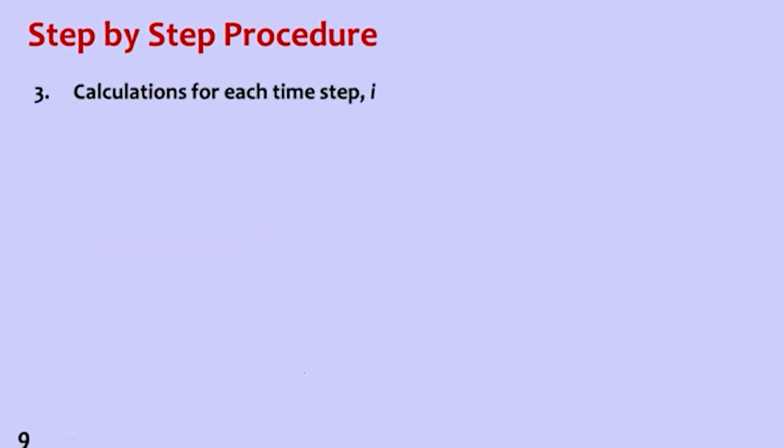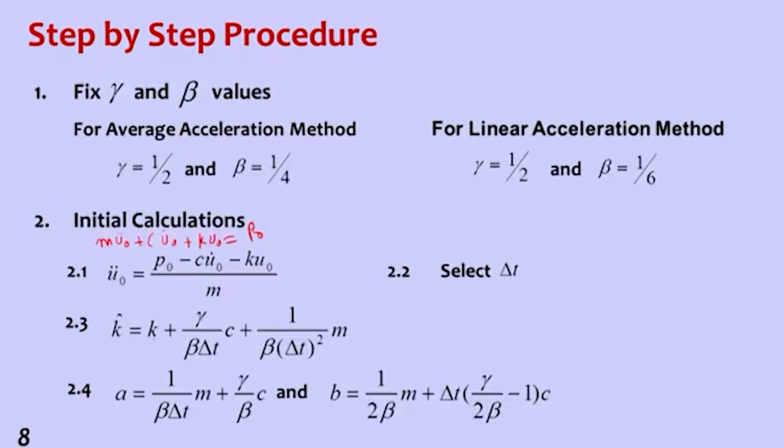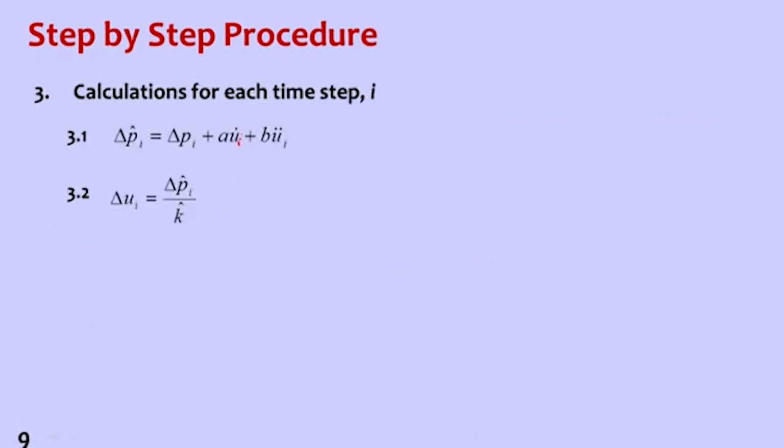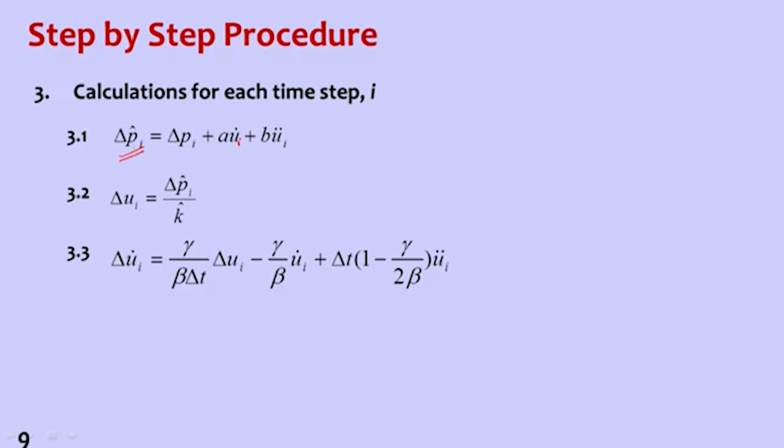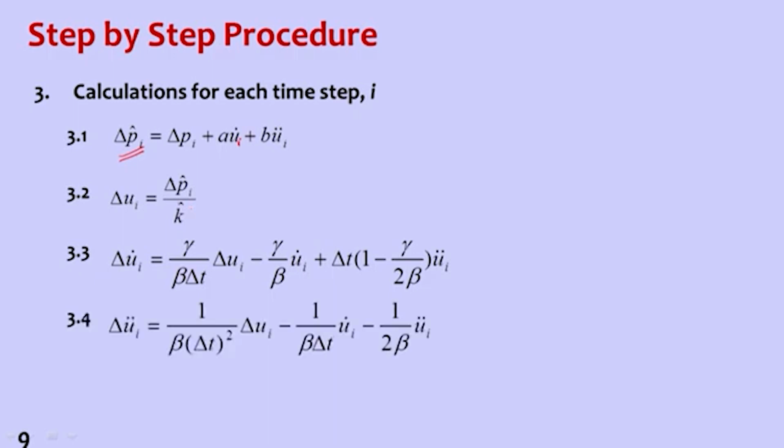Then after that comes the calculation for each time step. The calculation for each time step is delta p i cap is equal to delta p i plus a u dot i plus b u double dot i. So, we know what these a and b values are. You substitute those a and b values, and then delta u i we get is equal to delta p i cap divided by k cap. Remember this one, delta p is calculated at every time instant, whereas k cap is a constant value which is fixed. So, it will not change in the analysis. Then similarly we find the velocity increment, and then we find the acceleration increment. So, like this we populate it.